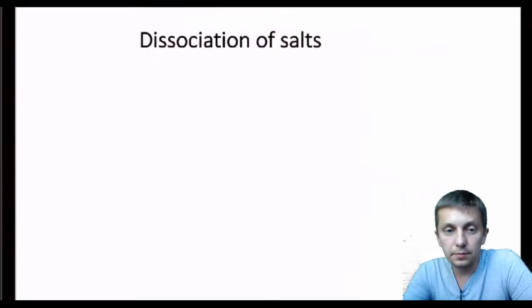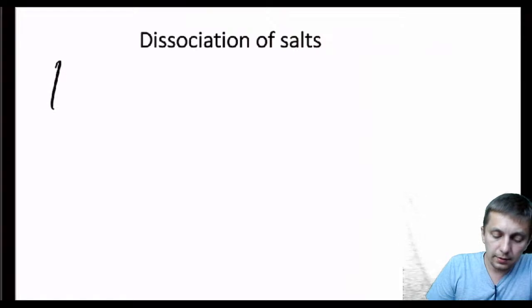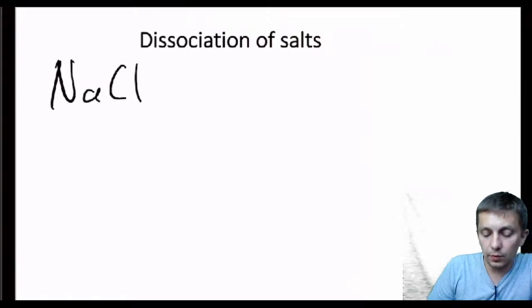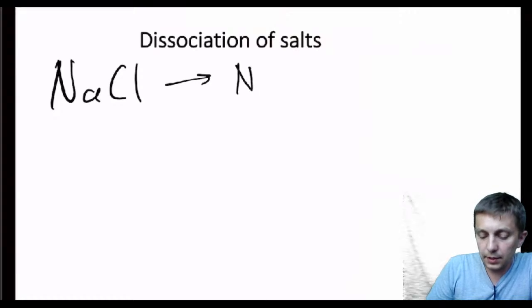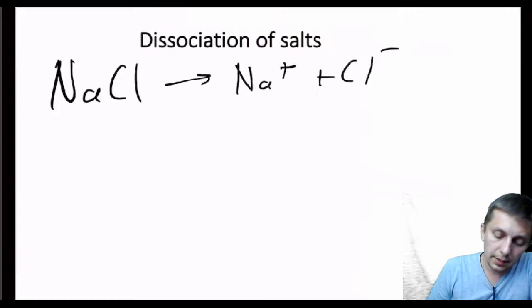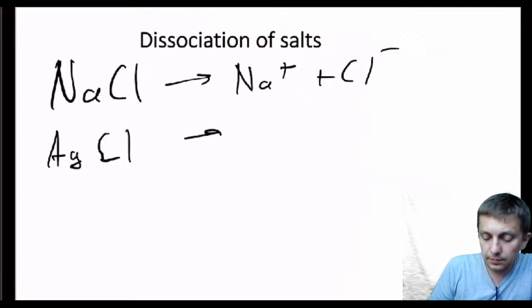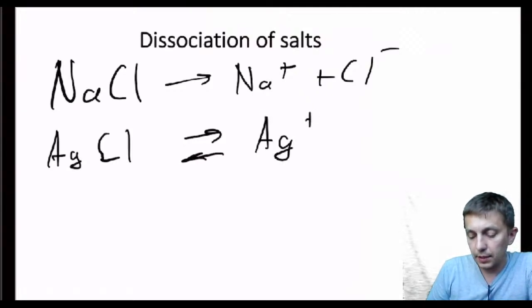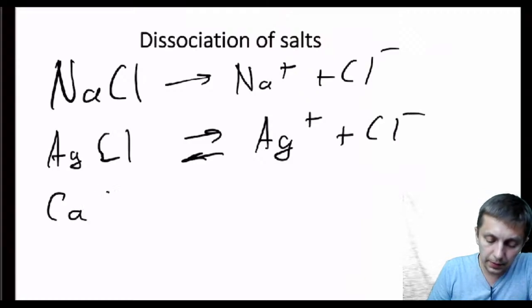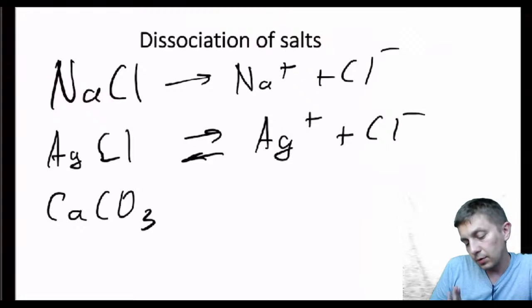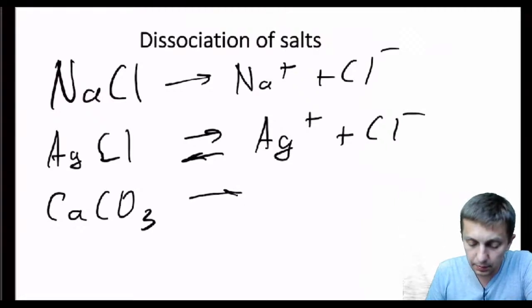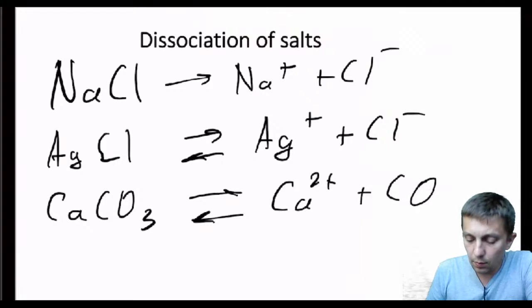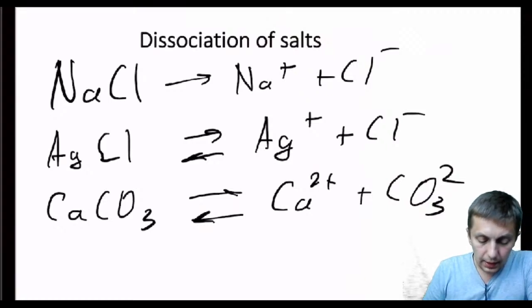Salt dissociates into cations and anions. A strong electrolyte, a soluble salt, irreversibly splits into Na plus and Cl minus. A weak electrolyte like AgCl reversibly dissociates into Ag plus and Cl minus, or calcium carbonate. Mostly it's not soluble in water, but can be split in part into Ca2 plus and CO3 2 minus.